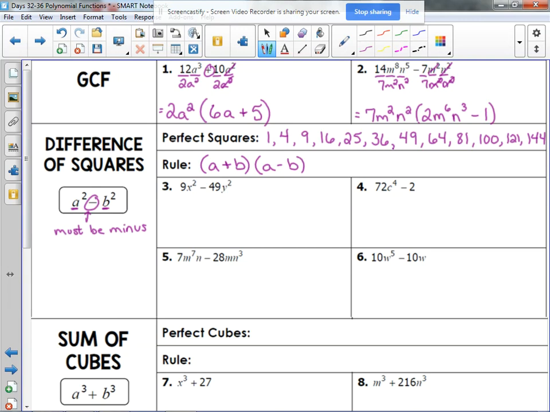Okay, so let's look at factoring number 3. Do 9 and 49 have a common factor? Are they both evenly divisible by the same number?